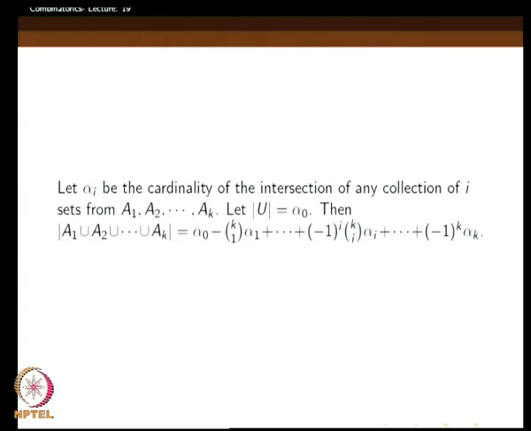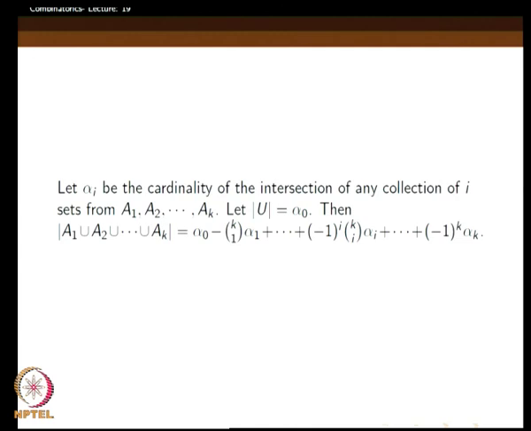And next is a negative sign, the minus term. If you take any 3 sets from the k given sets, their intersection is always going to have alpha 3 elements in it. So when you sum it up, you get k choose 3, because there are k choose 3 possible ways of selecting 3 sets, so k choose 3 times alpha 3. So this goes on, this formula.